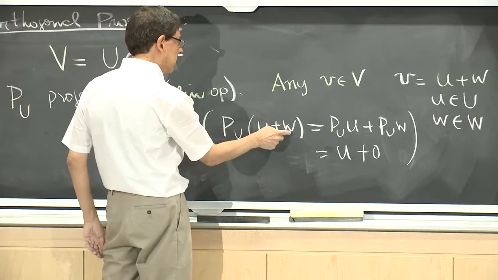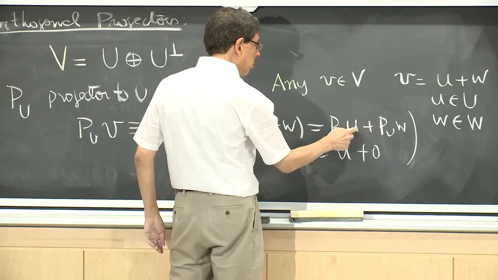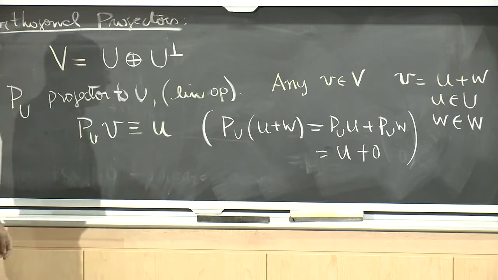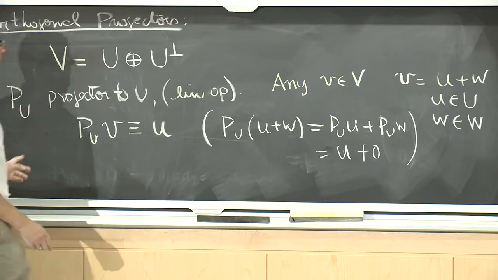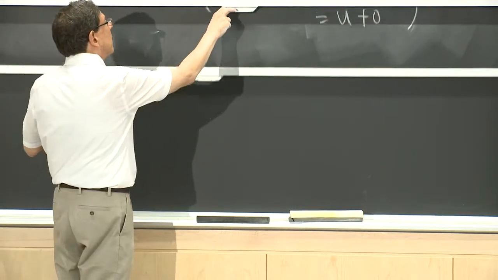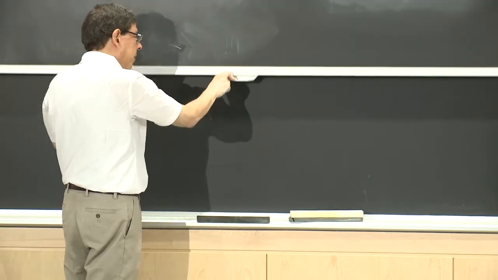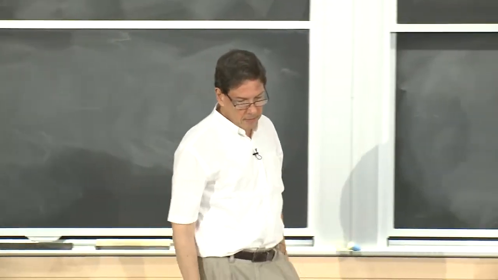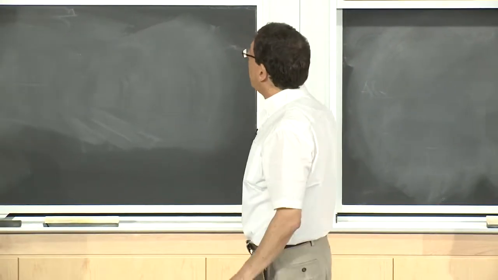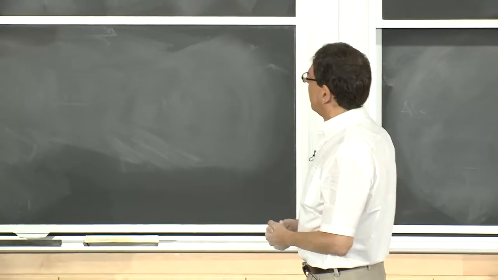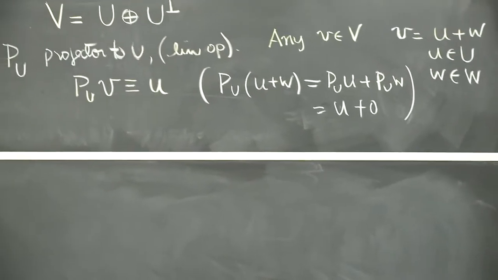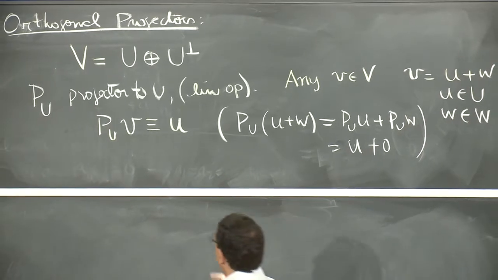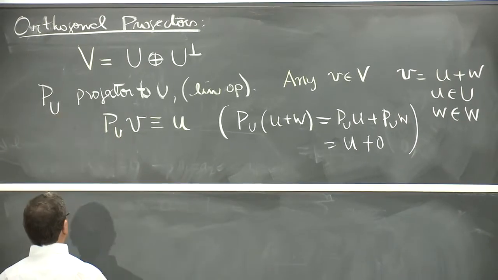P_U is acting on this sum. On U, it gives you U. On W, it gives you 0. So let's think, what can we say about this operator, the projector operator, some properties of the projector operator. This is called an orthogonal projector, because it uses the orthogonal decomposition. P_U is an orthogonal projector. Here you should add the word orthogonal there.